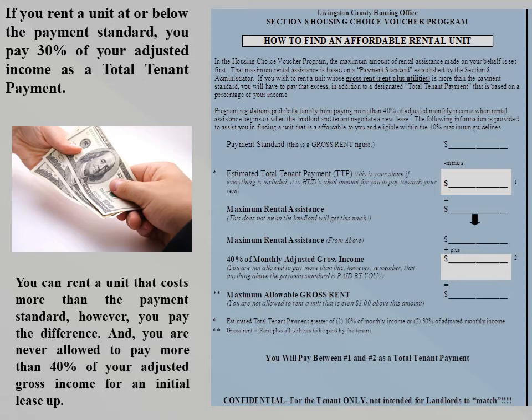In your briefing packet is a blue form titled How to Find an Affordable Rental Unit. If you rent a unit at or below the payment standard, you pay 30% of your adjusted income as a total tenant payment, also known as TTP. You can rent a unit that costs more than the payment standard, however, you pay the difference. And you are never allowed to pay more than 40% of your adjusted gross income for an initial lease-up. This form will help you determine the affordability.